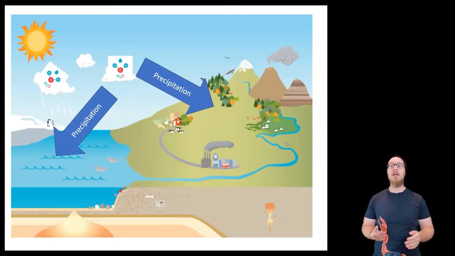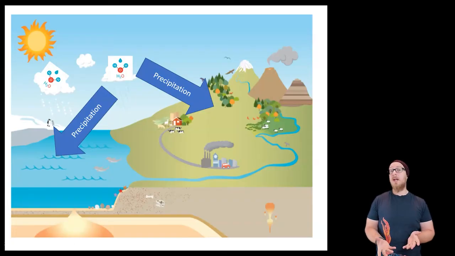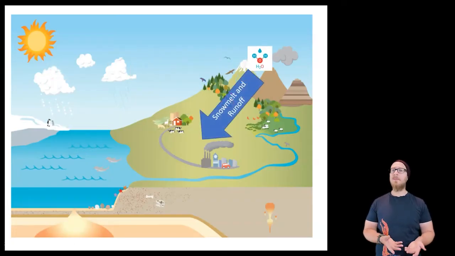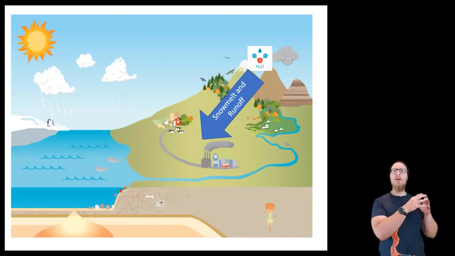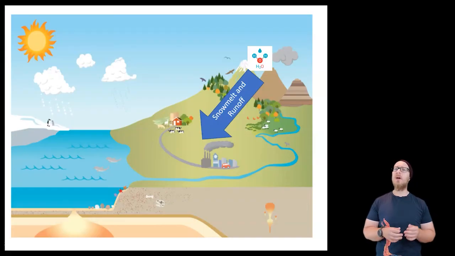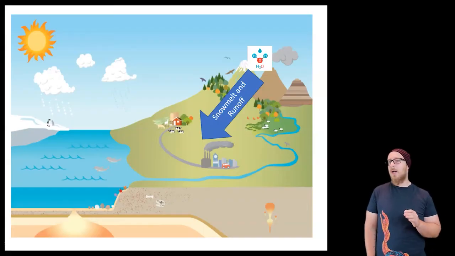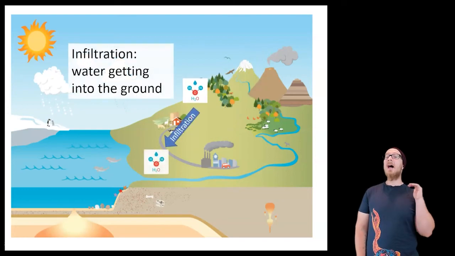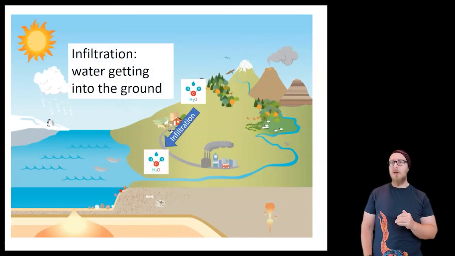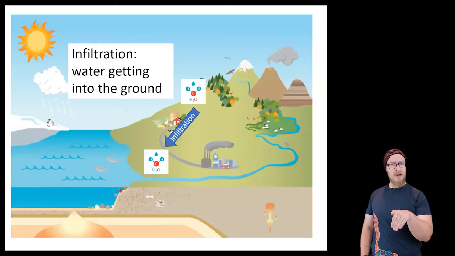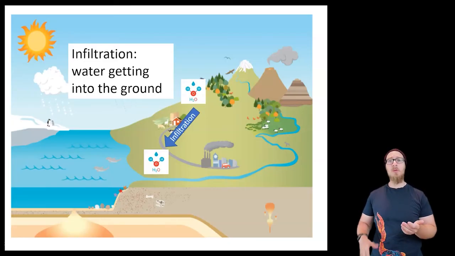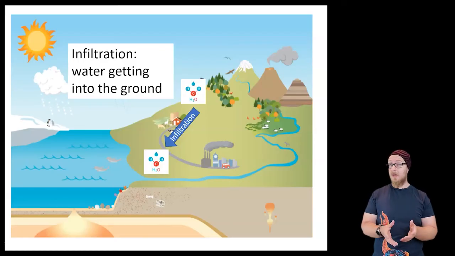Of course, now that we have water in the atmosphere, it can condense into clouds and then fall as rain, which we call precipitation. Sometimes instead of rain, the water falls as snow on top of mountains, and when spring comes, all that snow melts and all that water runs off. So there you have water runoff. While water running on top of the land is called runoff, when the water gets into the ground, we call that infiltration, the process by which water infiltrates the ground.